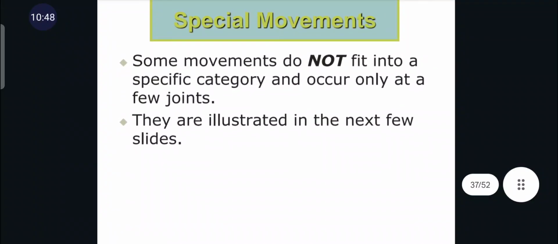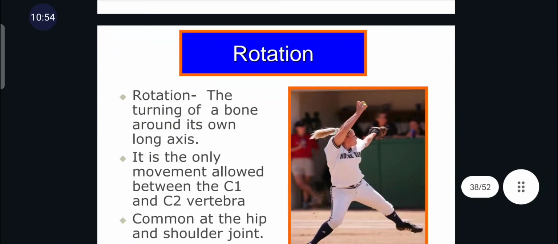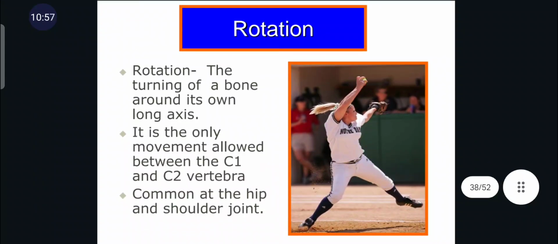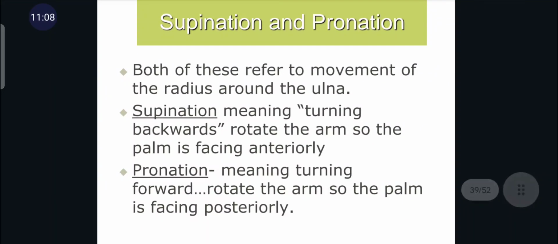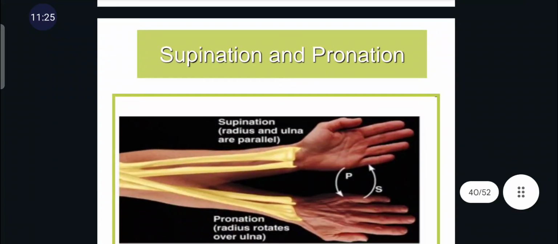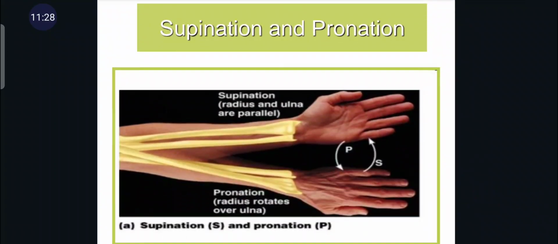Special movements. Some special movements do not fit into the specific categories and occur only in a few joints. Rotation is the turning of a bone around its axis. It is the only movement allowed between the C1 and C2 vertebrae, and is common at the hip and shoulder joints. Supination and pronation both refer to the movement of the radius around the ulna. Supination means turning backward, rotating the arm so that the palm is facing anteriorly. Pronation means turning forward, rotating the arm so the palm is facing posteriorly. This is supination and pronation.